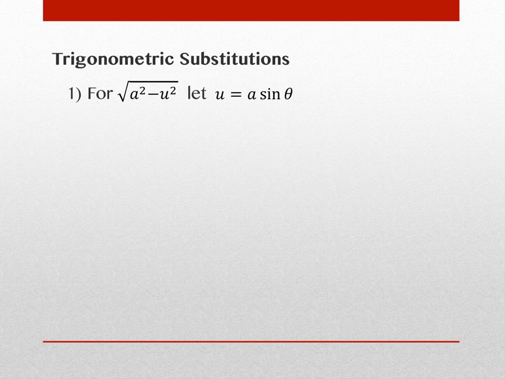So the first one is actually telling us, and this is important, like you need to know the actual substitution. When you see a radical of a squared minus u squared, the substitution you are going to make is to replace the u with a sine theta. That's the substitution. So in terms of what do I have to actually be able to do with this information, you have to know this piece of information and be able to use it. But I want to show you why this substitution is the right one. Like, why does it work?